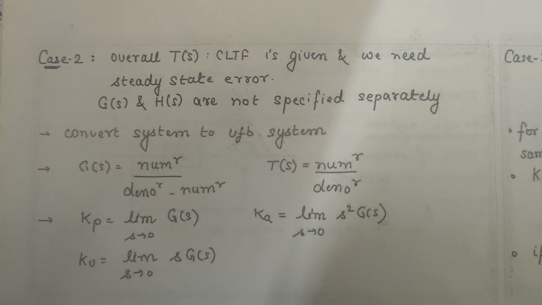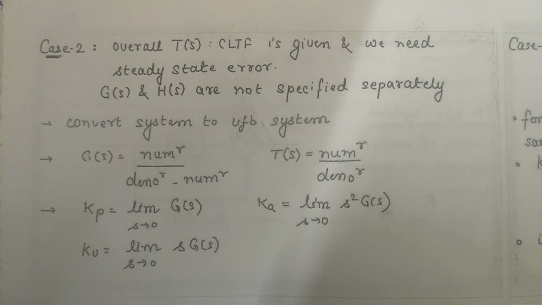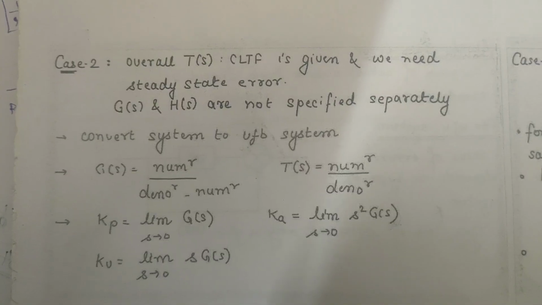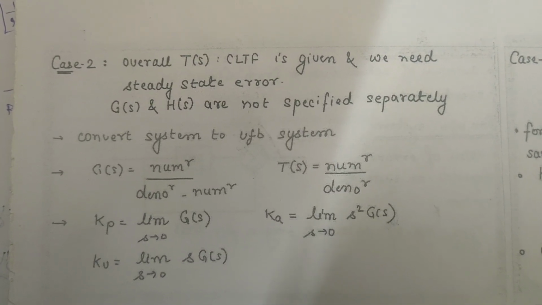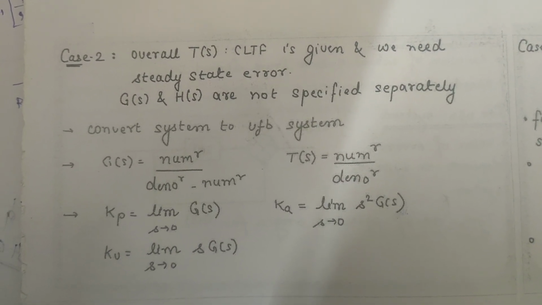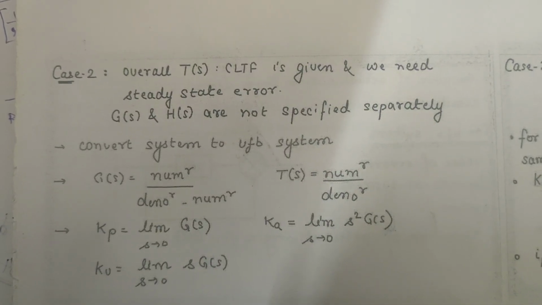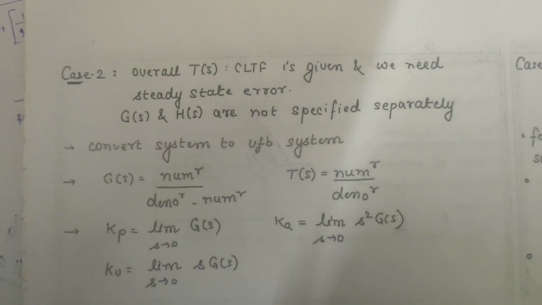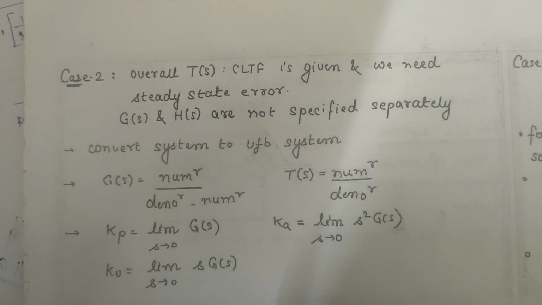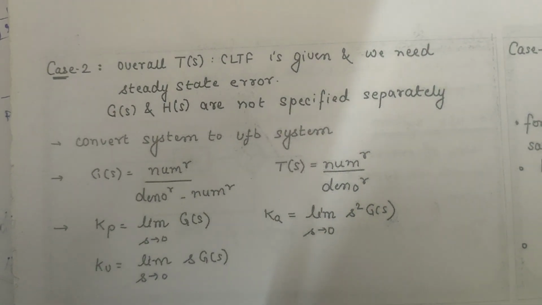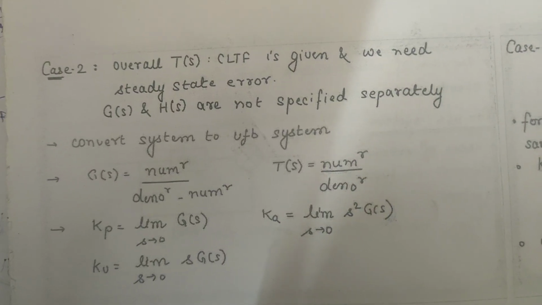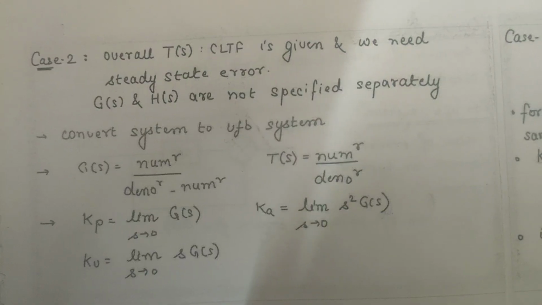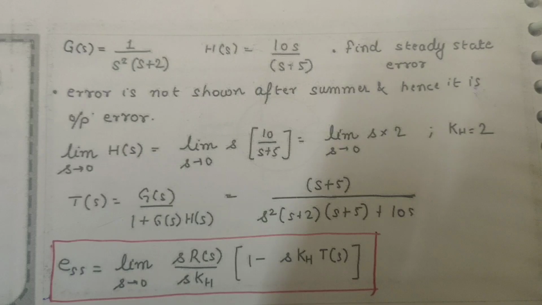If the question consists of an overall transfer function, a closed loop transfer function, now convert this closed loop transfer function into an open loop transfer function. We can convert it by taking the numerator divided by the denominator minus the numerator. You will get G of s. After getting G of s, same as the procedure, you can find Kp, Kv, Ka. So if the summer is not present, E of S is not present after the summer, then you will do this procedure.